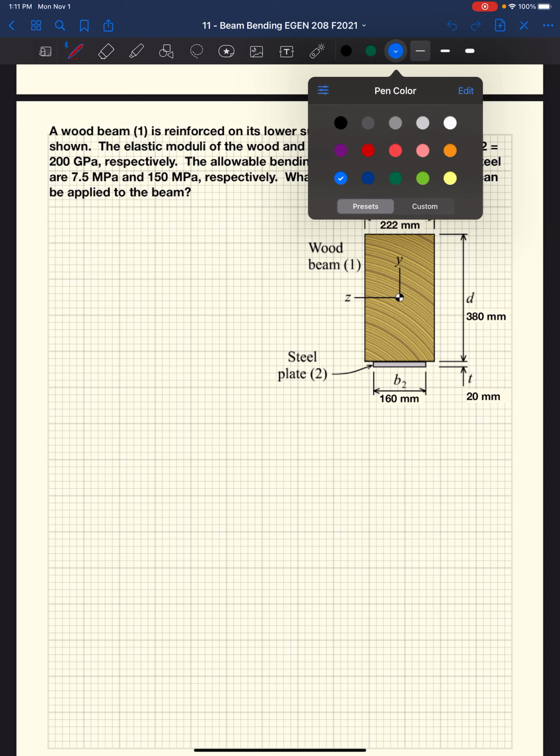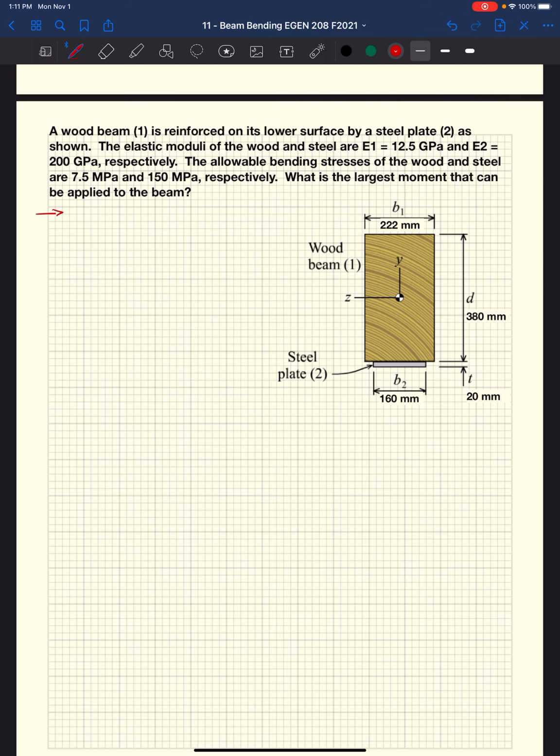Well, as we've mentioned, we need an equivalent system, right? We need one cross section that's all made up of the same material. So in order to do that, step one is develop our equivalent system. That all hinges on this modulus ratio, n, which we know is the original over the reference.